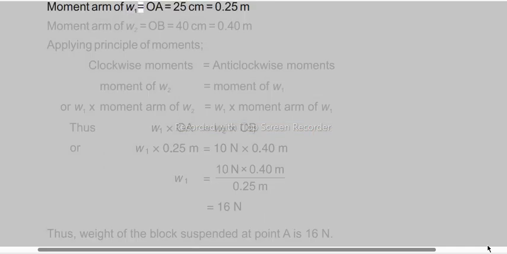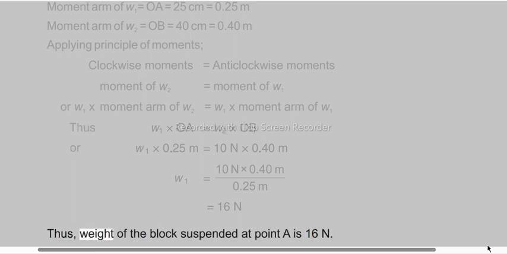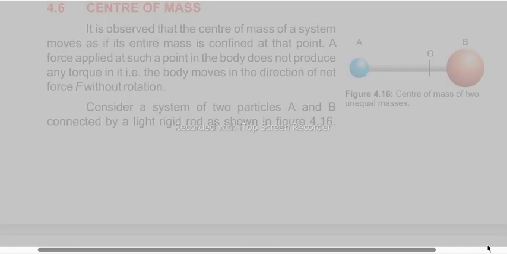Moment arm of W equals OA equals 25 centimeters equals 0.25 m. Moment arm of W1 equals OB equals 40 centimeters equals 0.40 m. Applying principle of moments, clockwise moments equals anticlockwise moments. Moment of W equals moment of W1. Moment arm of W times W equals W1 times moment arm of W1. Thus, the weight of the block suspended at point A is 16 N.